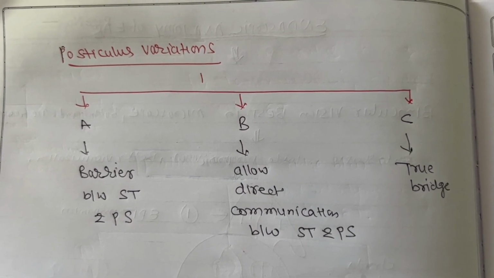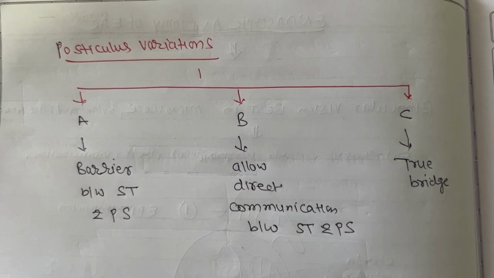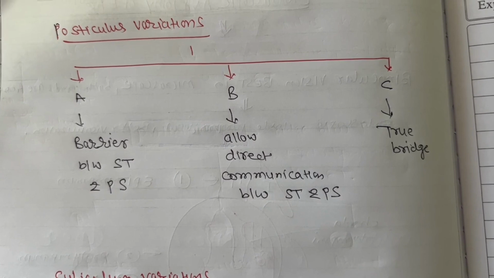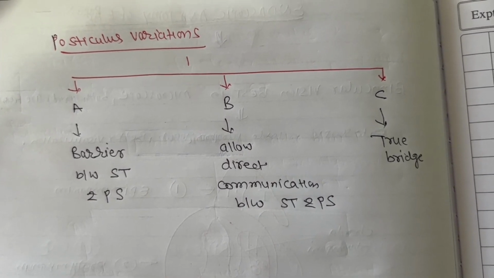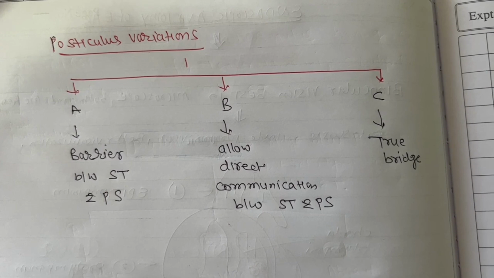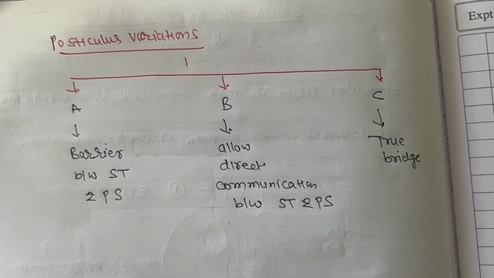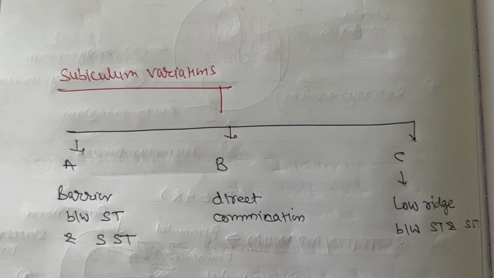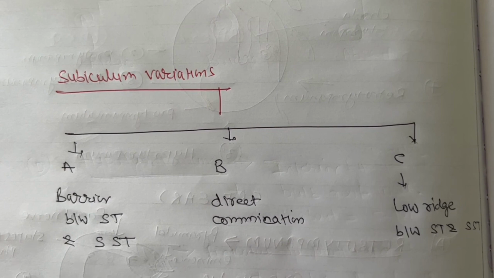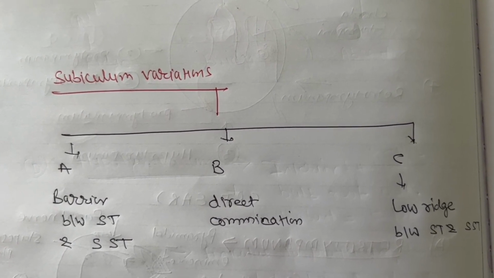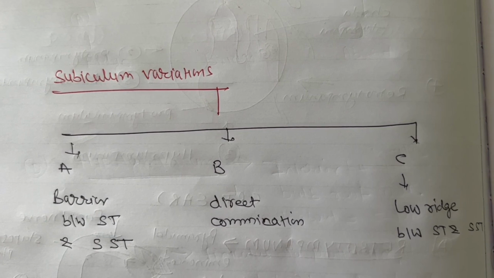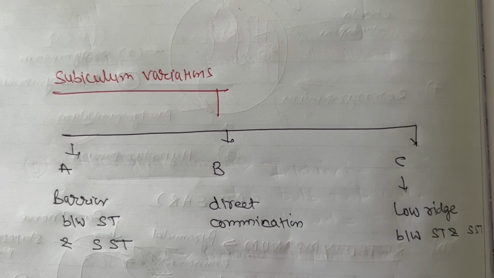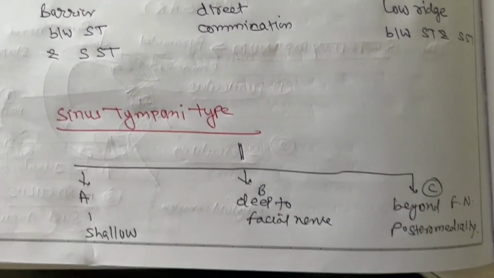Ponticulus variations may be barrier, communication, and true bridge. Barrier means there is completely no gap between the sinus tympani and posterior sinus. In the B type, it allows direct communication between the sinus tympani and posterior sinus, and with a true bridge you can pass between the sinus tympani and posterior sinus. The subiculum also has the same variations: it may be barrier, communication, or bridge between the sinus tympani and sinus subtympanicus. So these variations are important to know in middle ear surgery.